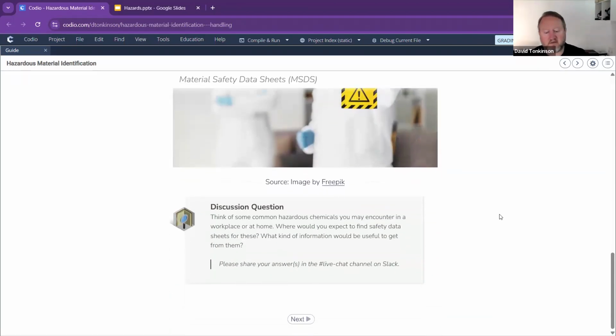So we got a nice little discussion question there. Think of some common hazardous chemicals you may encounter in a workplace or at home. Where would you expect to find the safety data sheet for these? What kind of information would be useful to get from those? Think about those. There's kind of a triple question in there, isn't it?